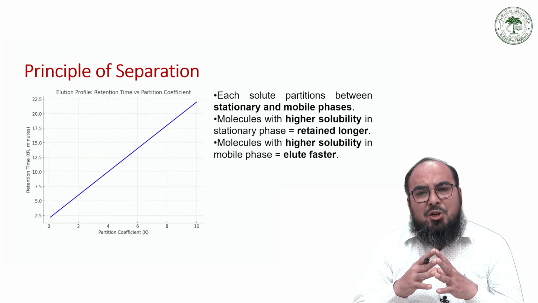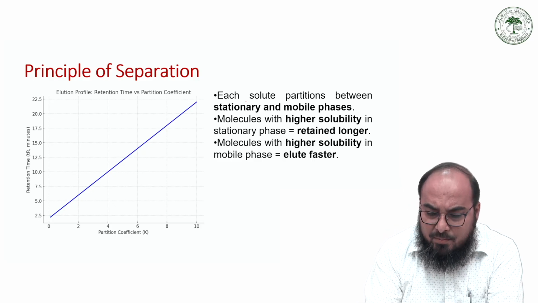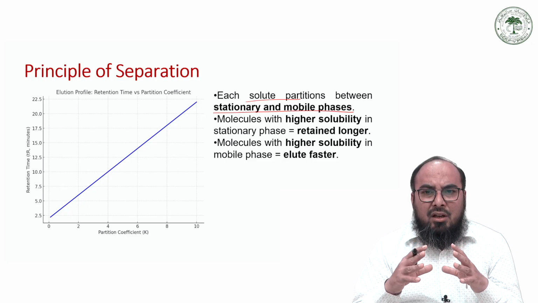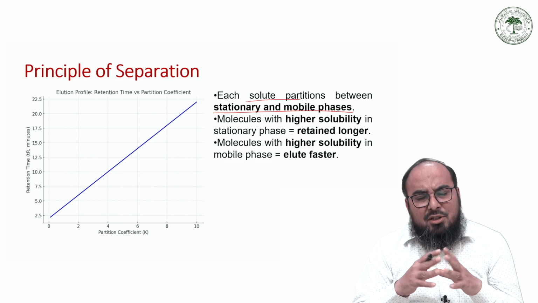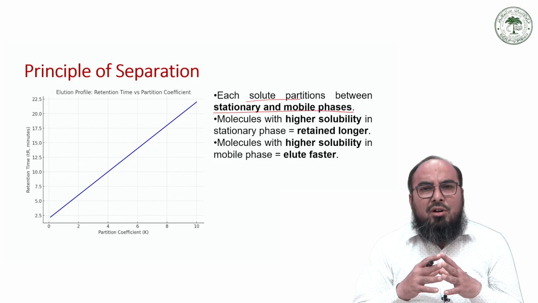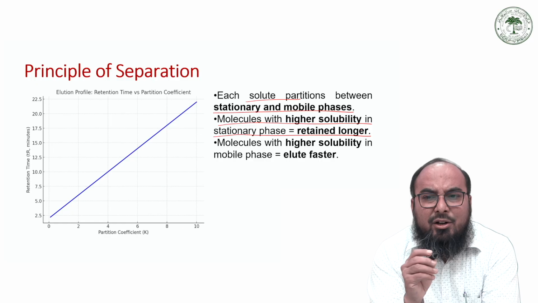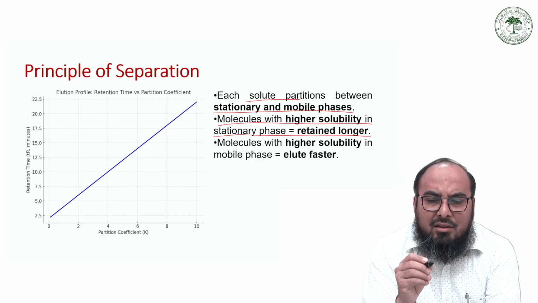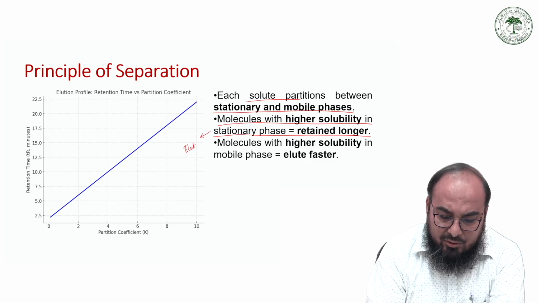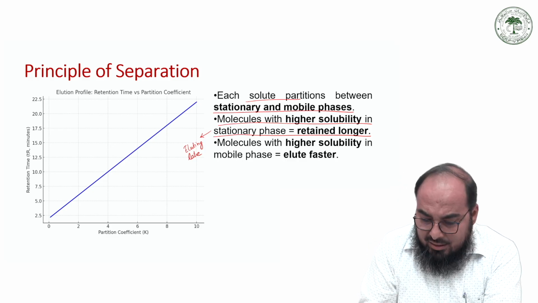Again, the principle of separation remains the same. That is, your solute gets partitioned between the stationary and mobile phase, and if your solute has a stronger interaction with the stationary phase, then it is going to stay longer. And if it stays longer, then it is going to elute later. So molecules with higher solubility in the stationary phase are going to be retained longer, that is, they elute later. Now, if the molecules have higher solubility in the mobile phase, then they elute faster.